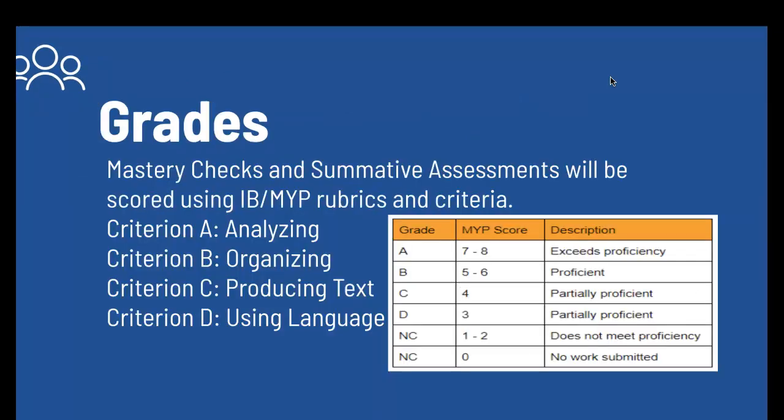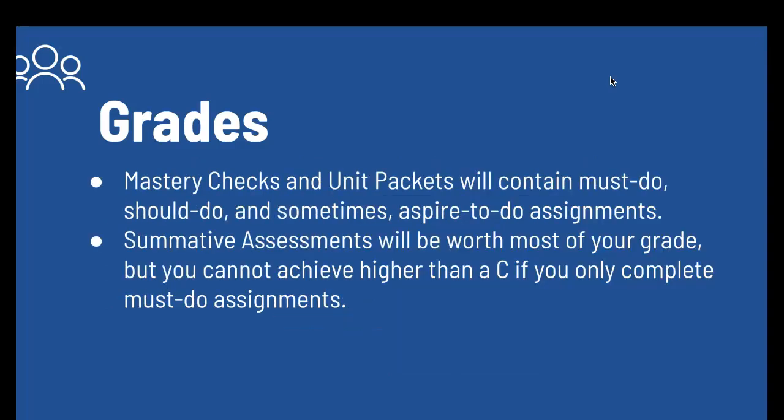Okay, grades in MYP Honors English 10 are based on mastery checks and summative assessments, and we'll be using the IBMYP rubrics and criteria. Criterion A is analyzing, B is organizing, C is producing text, and D is using language. You should be familiar with these if you were with us at Cooper last year. And there is a grade translation from the MYP scoring numbers to the letter grade to what the description is of that, from exceeding proficiency to no evidence given. There's not enough data for me to give a grade on.